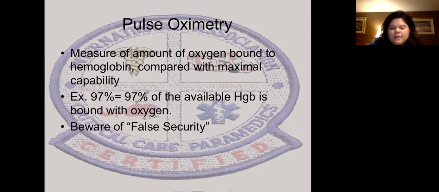Your pulse oximetry or your SaO2 depends on the amount of hemoglobin. It's a measure of the amount of oxygen bound to the hemoglobin compared with maximal capability. So the more hemoglobin, the more O2 to the tissue, it may lead you to believe that oxygenation is better than it is. A good range is about 97%. 97% of the available hemoglobin is bound with oxygen, but again, be aware of false security.